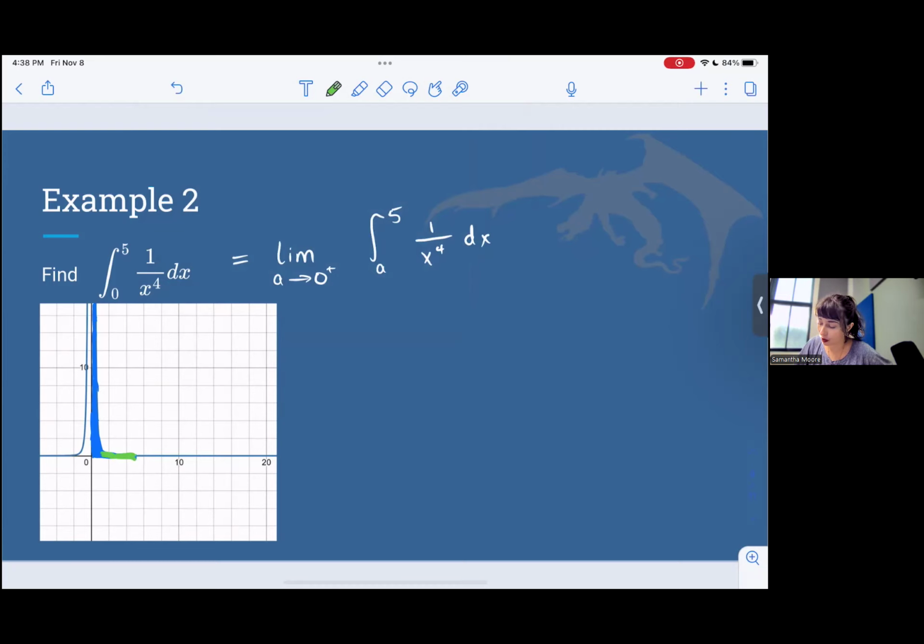And then I keep going and I let my a value get closer to 0. So then I'll increase and I'll find that much area. Then maybe I let my a value get even closer to 0. And so I keep adding on more and more of my picture, hence why my full picture that I want is equal to the limit of letting a go down to 0.